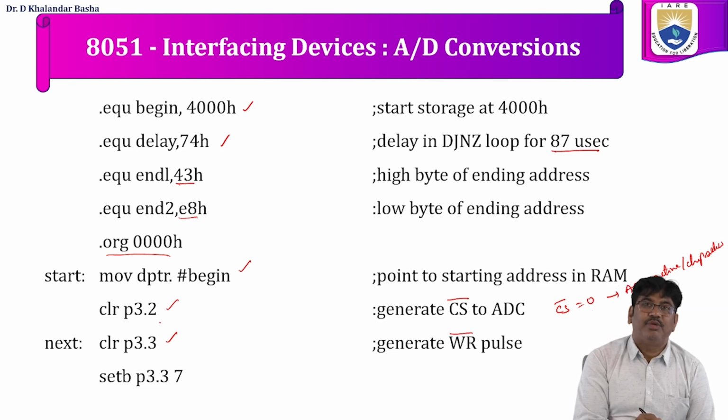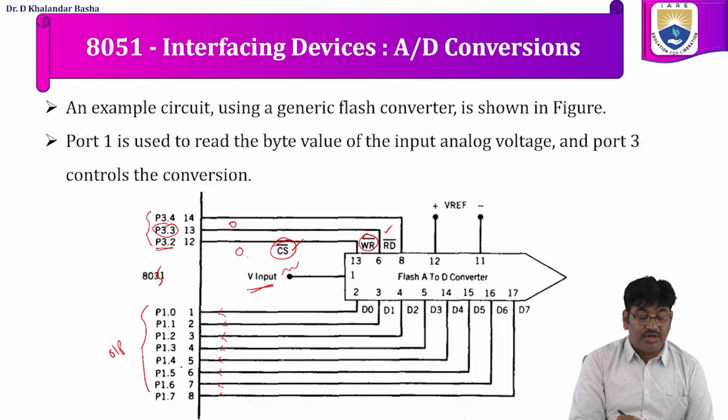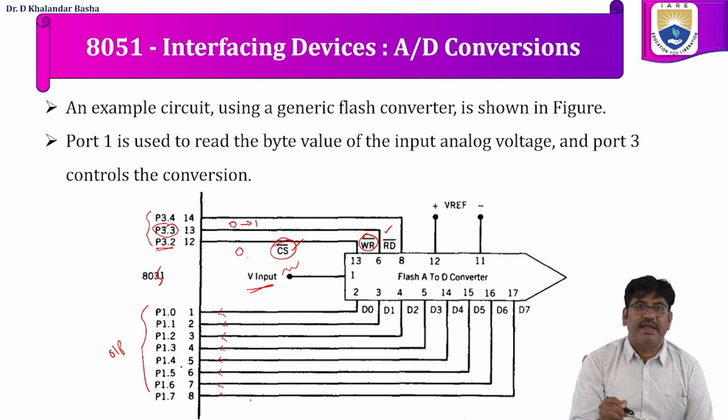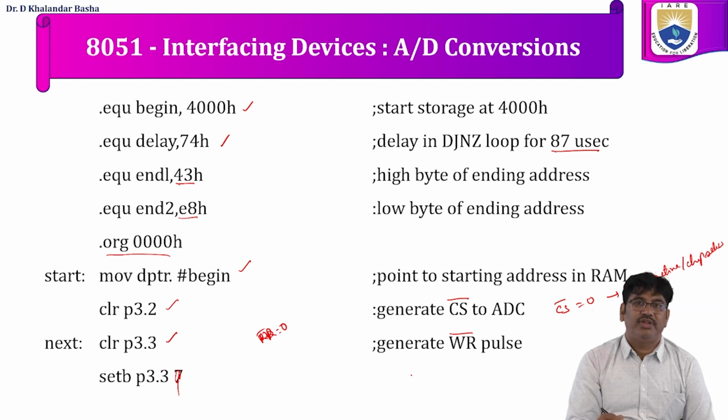So this CLR P3.2 makes the CS signal active. CLR P3.3 is used to generate the write signal, which is 0. Next, to clear or inactivate this write signal, we pass SET P3.3. Here we assumed P3.3 is connected to write bar. So once we give 0, immediately we make it 1. One pulse we make active, and immediately we disable it. So for that we go for SET P3.3.